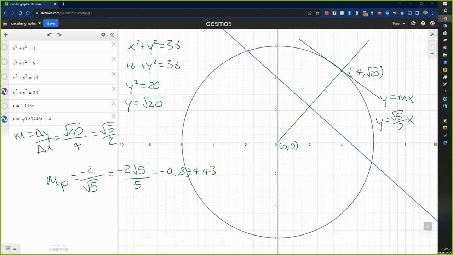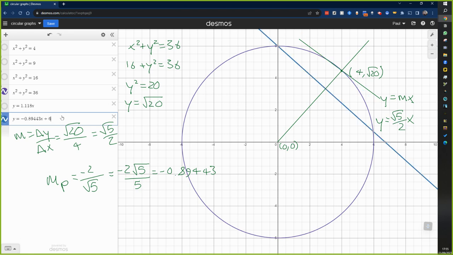When we make that the gradient of our new line, we see that it is going to be perpendicular. It is going to be the tangent of that line, at that point to the circle. But we need to work out what the y-intercept is, because it's not 4. If I start adding it up, we can see that it's probably going to be around about 8. But we want to be precise about this.